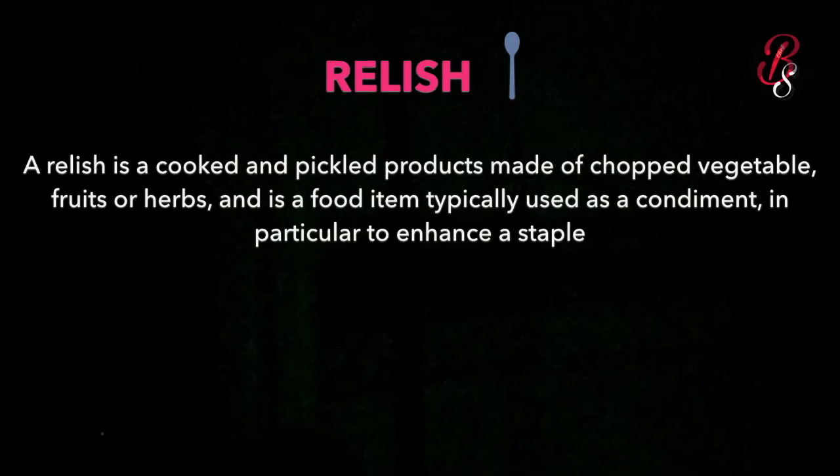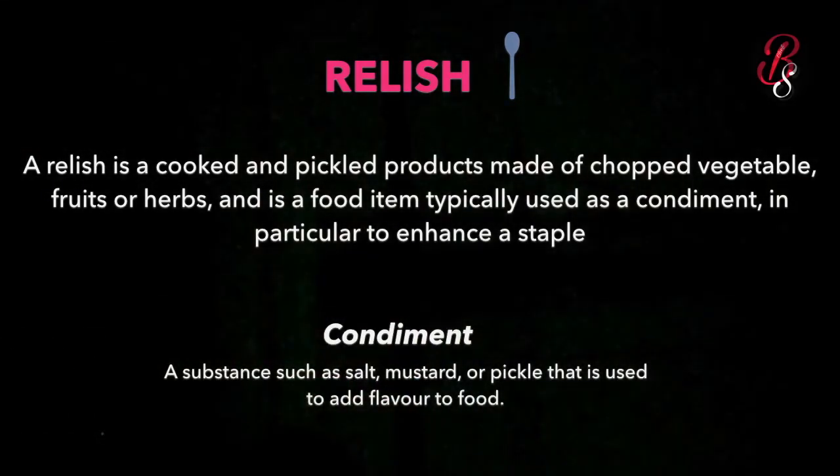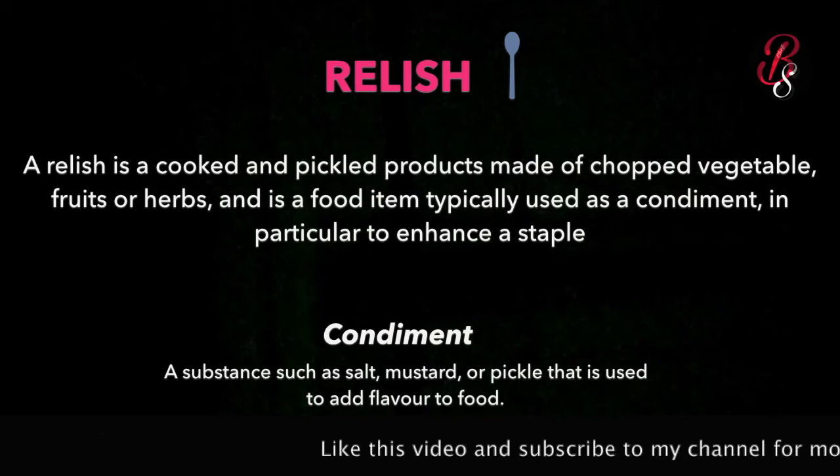What do I mean by condiments, right? I'm going to explain a bit. A condiment is a substance such as salt, mustard or pickle that is used to add flavor to the food. I think you'll be completely clear about what condiment actually means. So it's about salt, mustard or pickle that is used to add flavor to the food. That is a condiment. Relish is about chopped vegetables which are pickled, using salt, mustard or anything else to enhance the flavor. That is called relish, right?